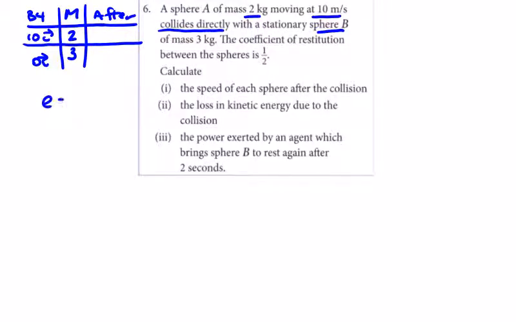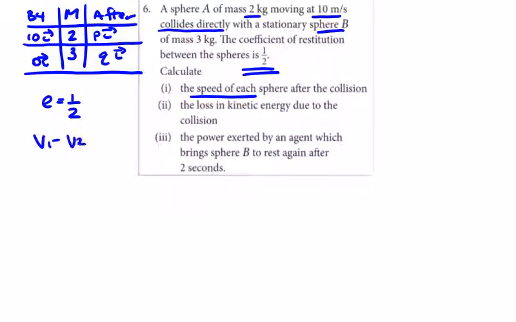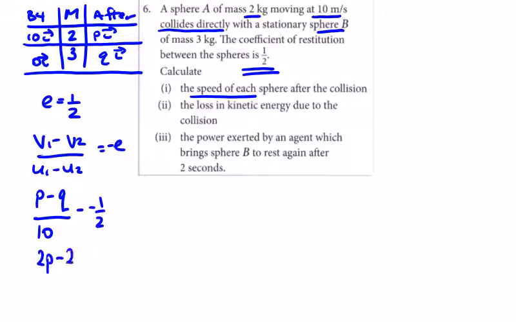And we're given e is a half, and we want the speed of each sphere. So we have our pi and our qi. Form your simultaneous equations with v1 minus v2 over u1 minus u2 equals minus e. So that's p minus q over 10 minus 0 is equal to minus 1 over 2. 2p minus 2q is equal to minus 10. Then we have m1 u1 plus m2 u2 equals m1 v1 plus m2 v2.